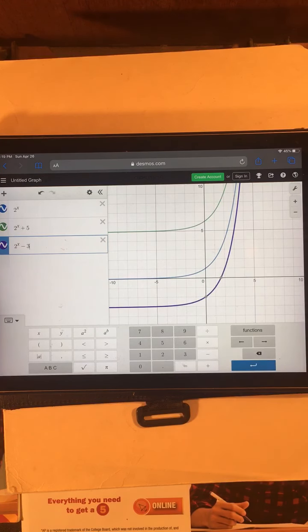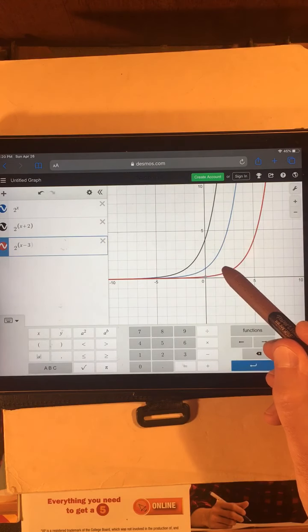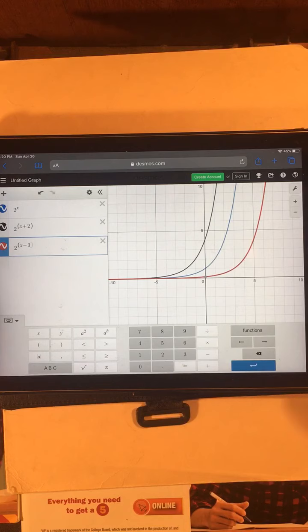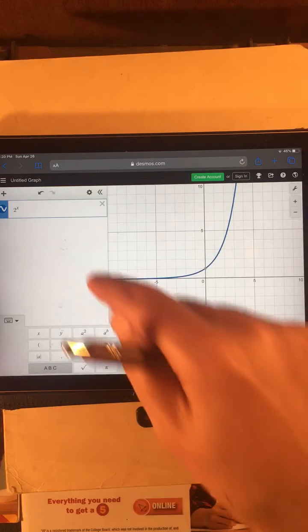So then guess what 2 raised to the x minus, let's say minus 3 does? Minus 3 shifts it 1, 2, 3 units to the right. So it does the opposite of what you might think. Okay? So you can shift up and down, left and right.